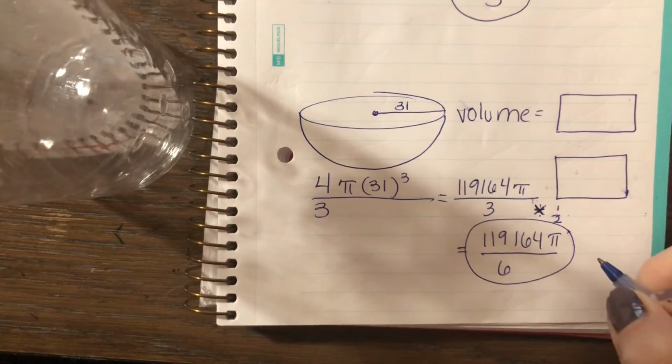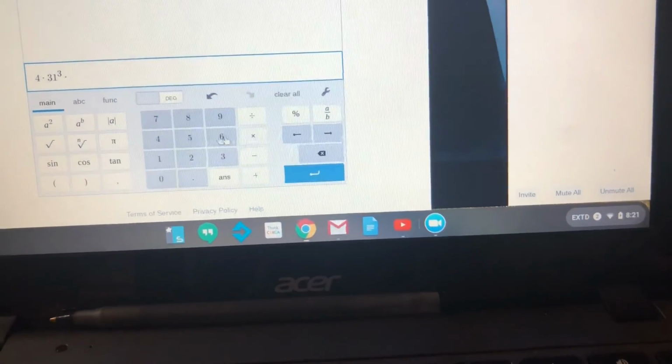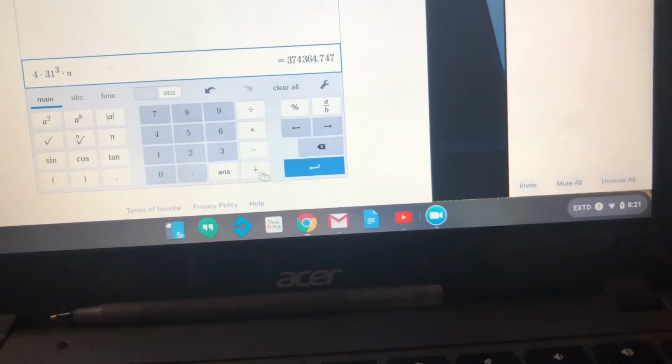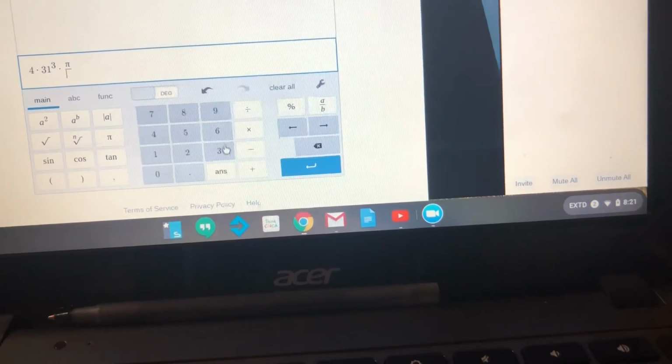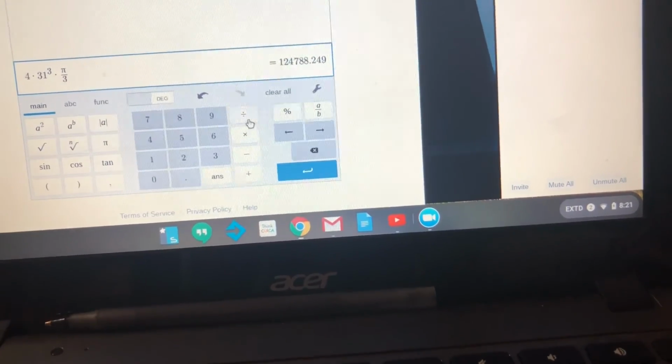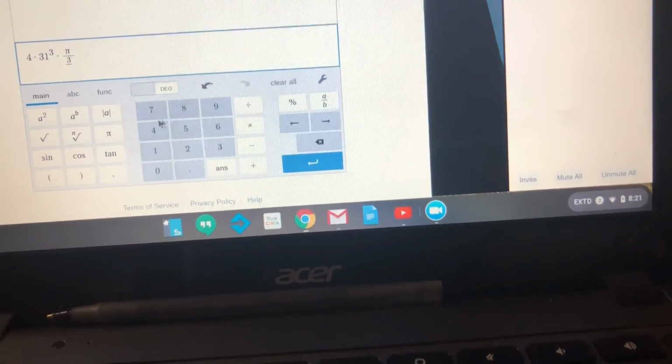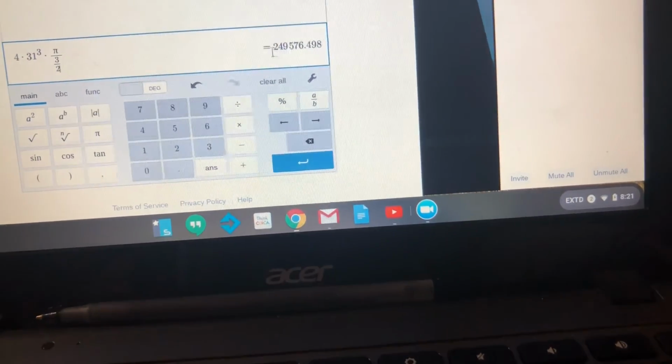And then same thing, when you go to type that in your calculator, I wonder if you can just hit times pi. Yep, and then divide it by 3, and then divide all of that by 2. And that's how you get that one.